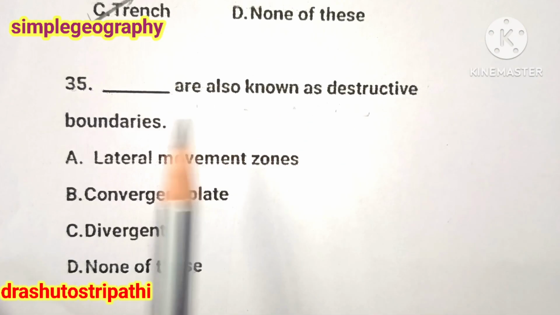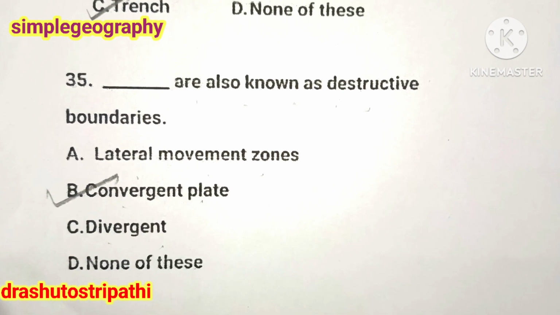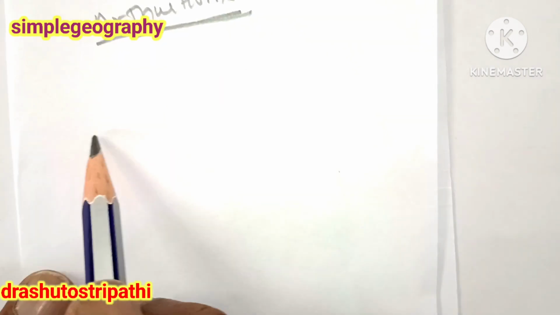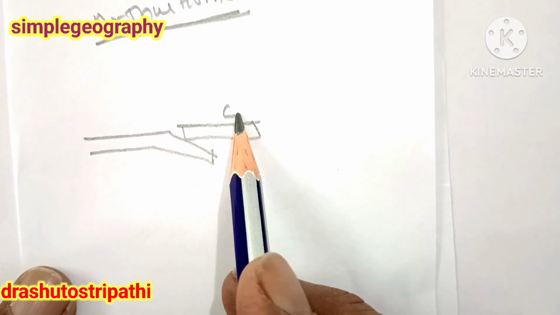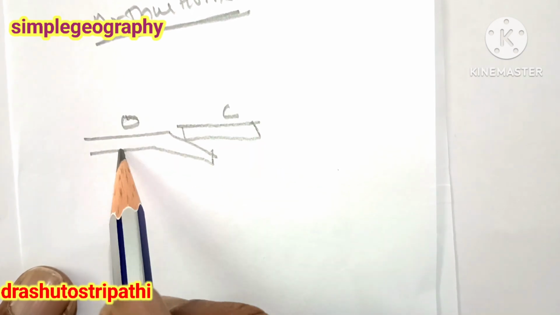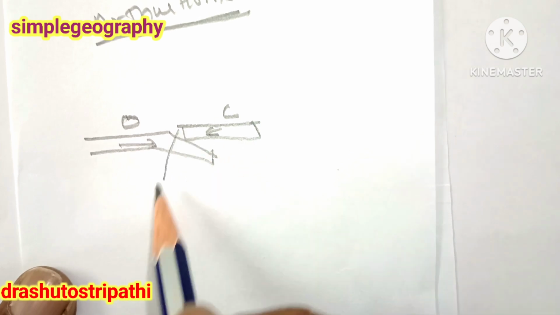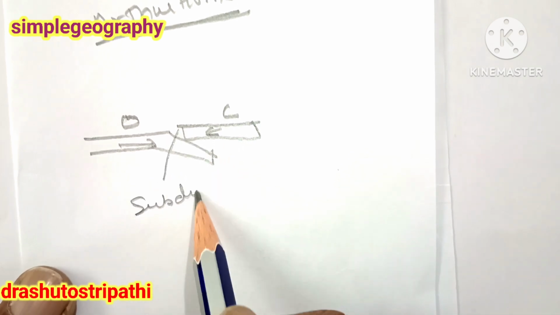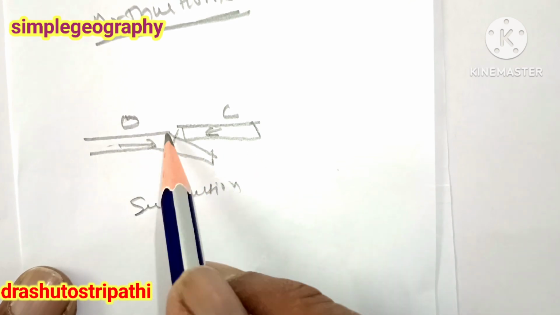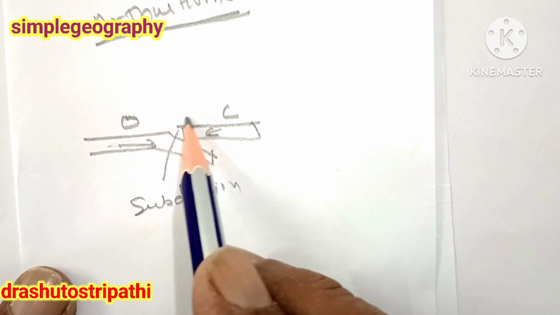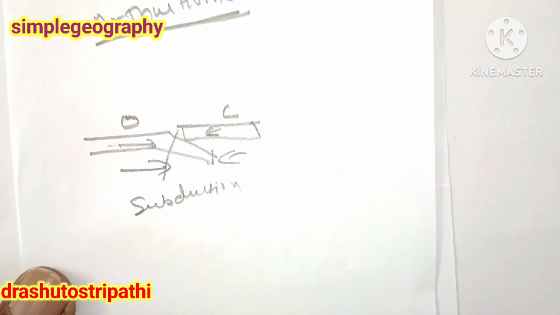Dash are also known as destructive boundaries: lateral movement zones, convergent plate, divergent plate, none of these. The answer is B, convergent plate. When two plates collide with each other, here take the example. That is the continental plate and that is the oceanic plate. The oceanic plate goes down under the continental plate, that is the subduction zone. When two plates collide, there is the destruction of one plate, and that's why it is called a destructive plate boundary.